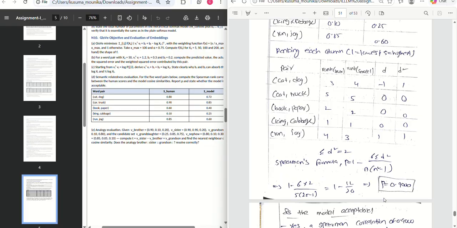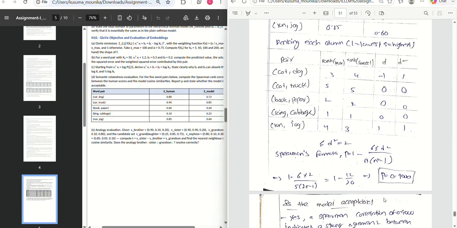So here, the model is acceptable because a Spearman correlation of 0.9 indicates a strong agreement between model ranking and human judgment, although some similarity values differ. The overall ranking is highly consistent, and this is expected because Spearman's rho measures rank agreement, not the accuracy of actual similarity measures. For the next part, we have a given analogy.